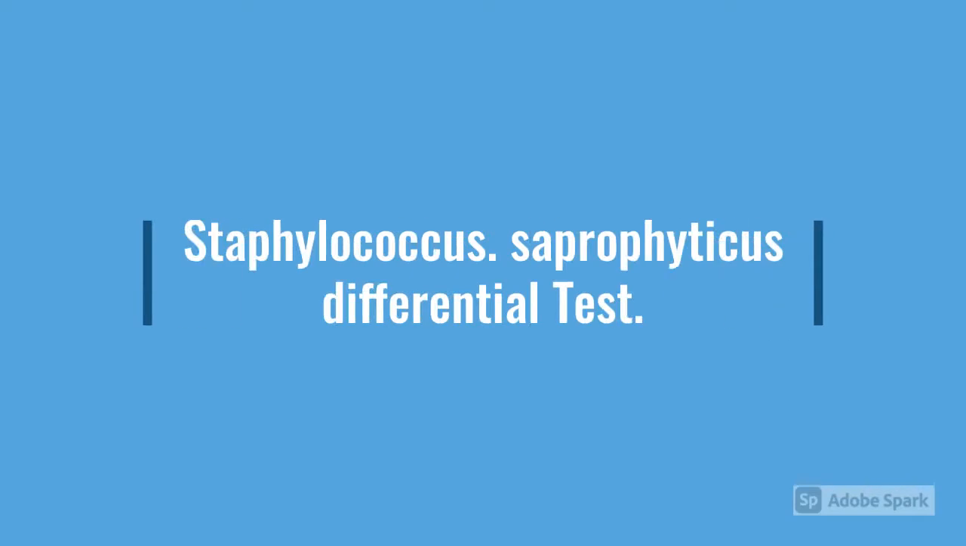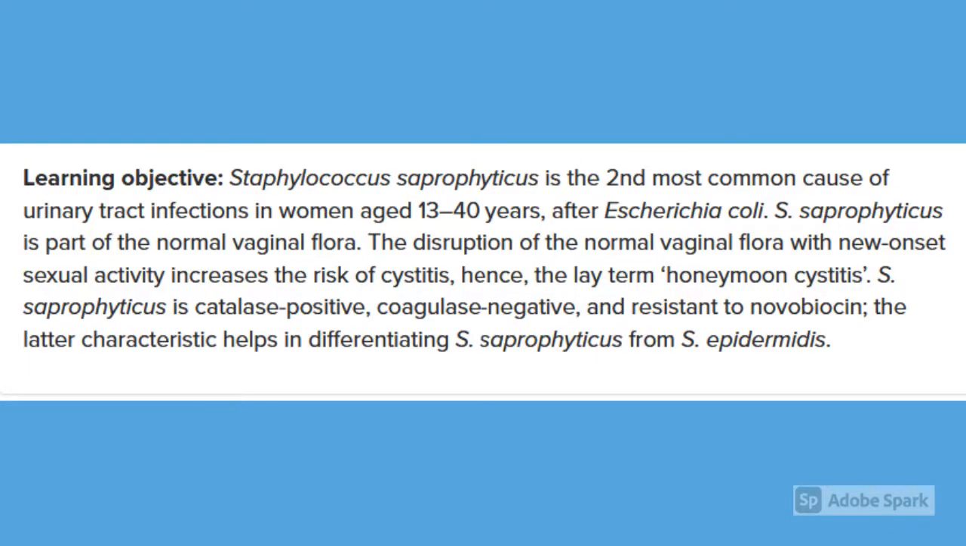Concept of the day, Staphylococcus saprophyticus differential test. Staphylococcus saprophyticus is the second most common cause of urinary tract infections in women aged 13 to 40 years, after Escherichia coli.